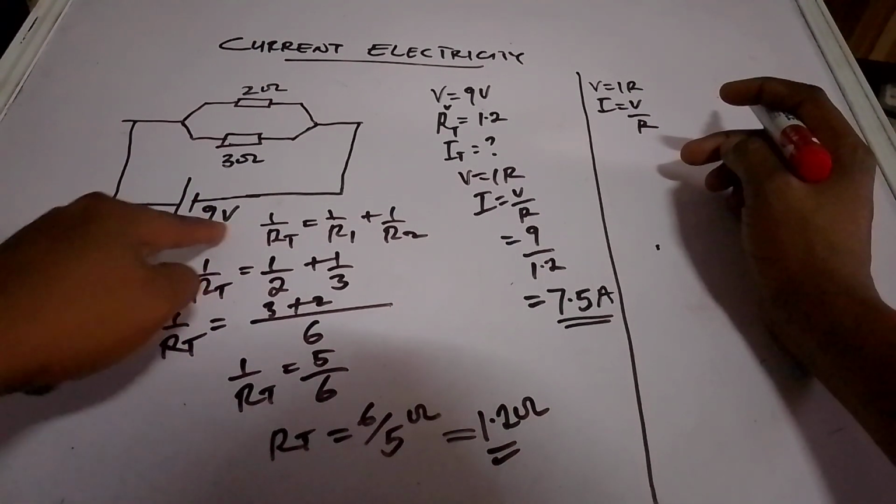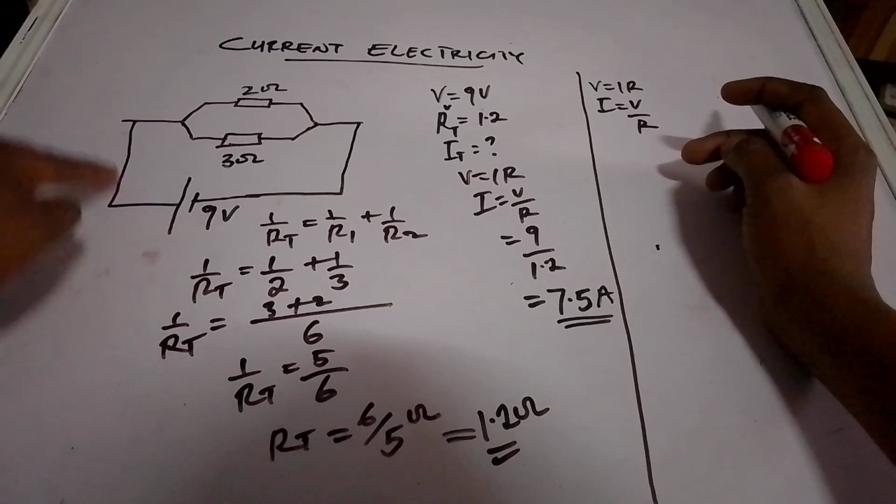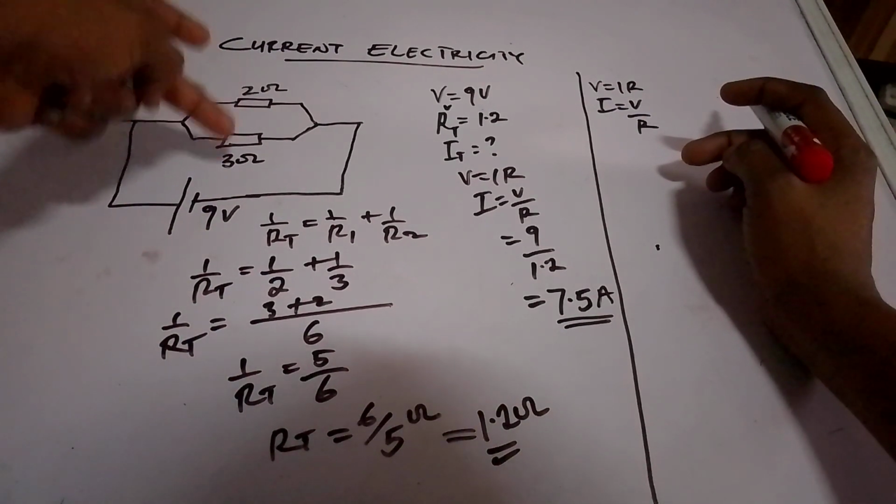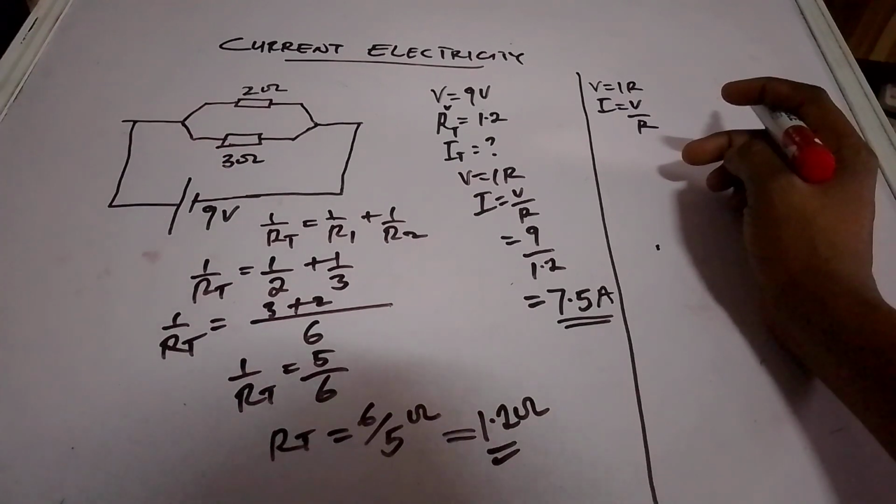So what is the voltage? The voltage that comes from the source there, which is the 9 volts. So they have the same voltage. So the voltage here is 9 volts. The voltage here is also 9 volts because they are in parallel.